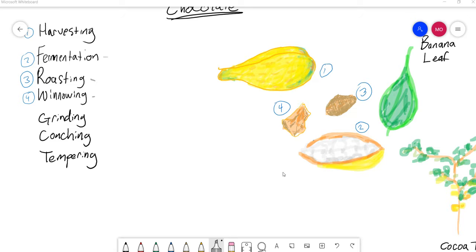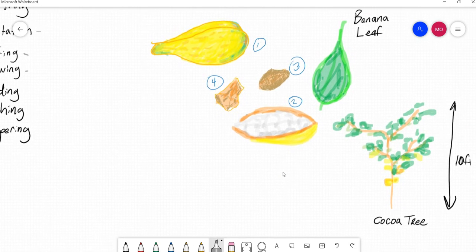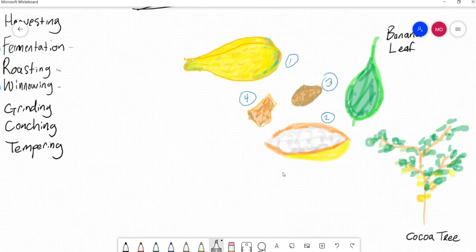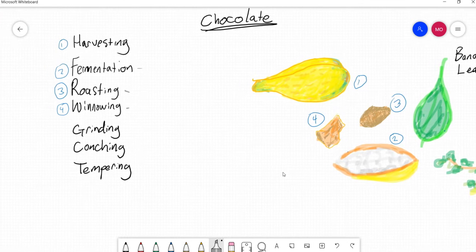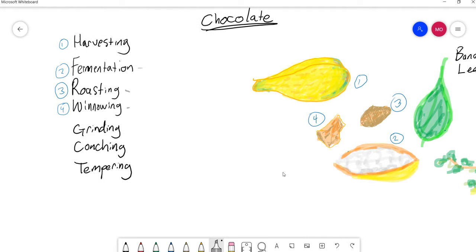Now, the whole process begins with this thing called a cocoa tree. You may not know it's a cocoa tree, but it has these yellow pods on them, and these yellow pods are what you want to get when you go harvesting. So when farmers get the yellow pods, they cut open the yellow pod, and you get this thing with cocoa beans, and you get this white mass.